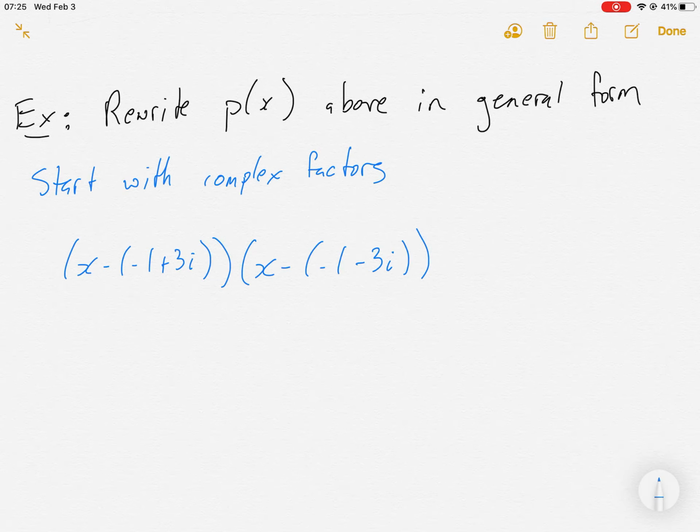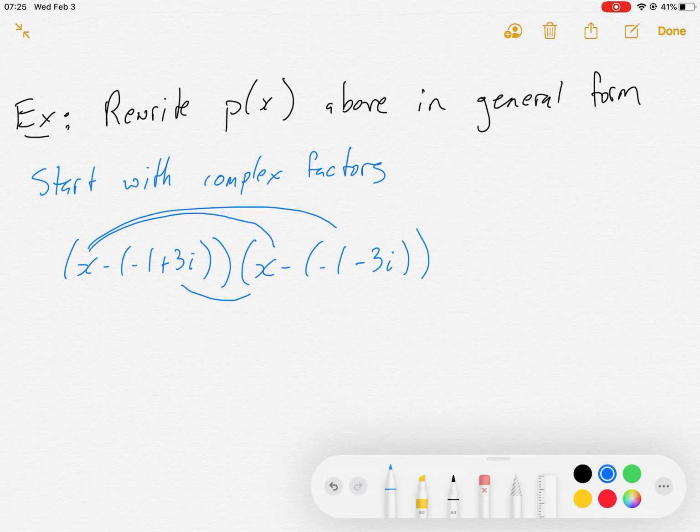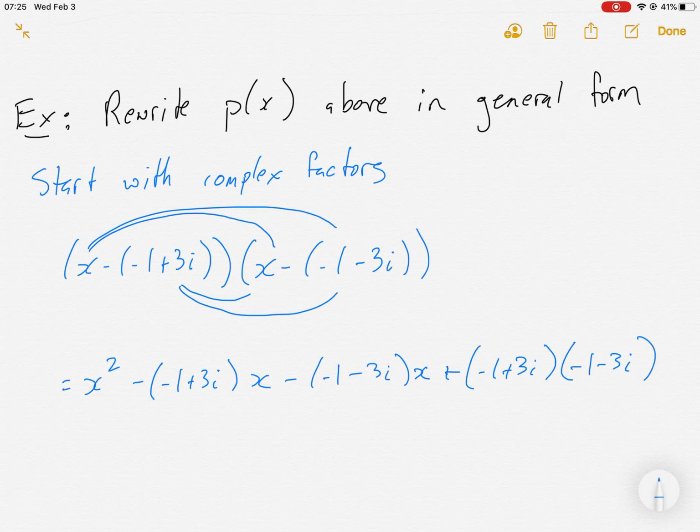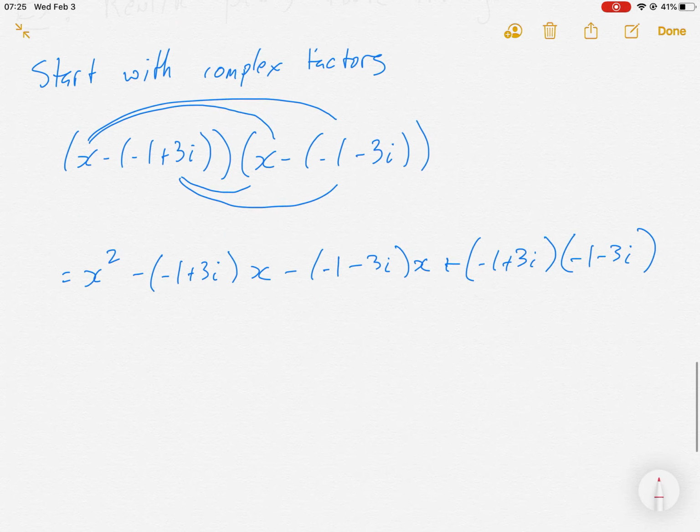So what I'm going to do is pretend like these are just two binomials being multiplied, and I'm going to multiply these together first of all. So x times x will give me x squared. Next, I'm going to have -1 plus 3i times x. Let's keep going with this. And then for the last one, I'm going to have these multiplied together.